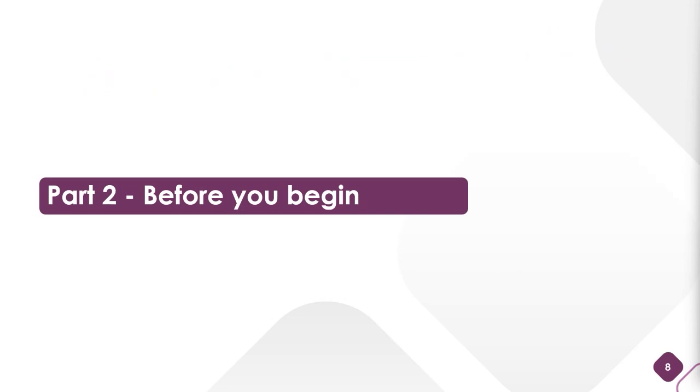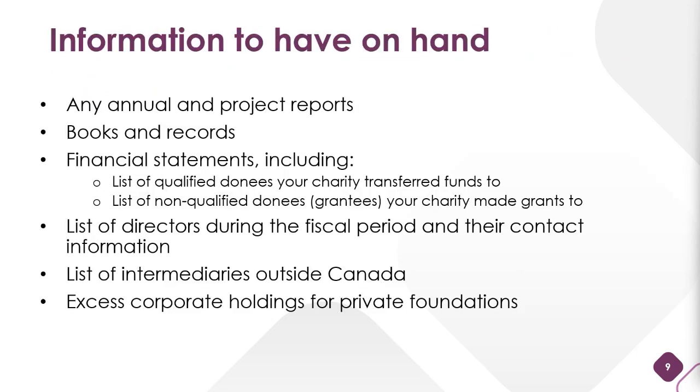Now here's what you need to do before you start. First, you'll need to have your MyBA sign-in information. Then you'll need to make sure you have the following information on hand: annual reports, project reports, and books and records to help you answer questions about your charity's activities, beneficiaries, employees, and volunteers. A copy of the charity's own financial statements, including a list of qualified donees your charity transferred funds to, a list of non-qualified donees, grantees your charity made grants to, and notes for the financial statements.